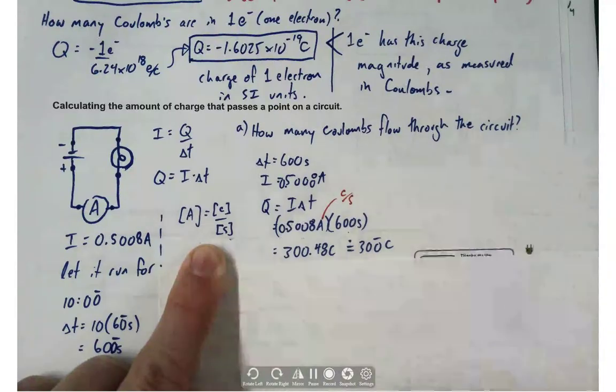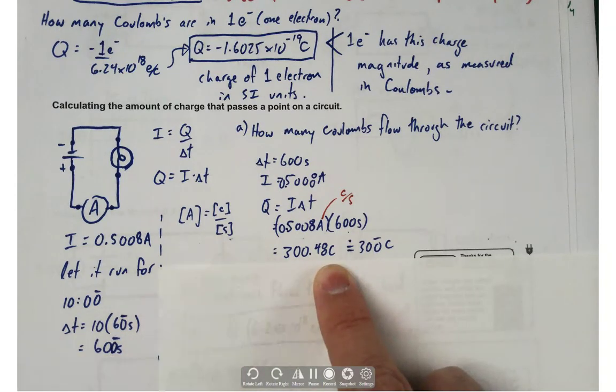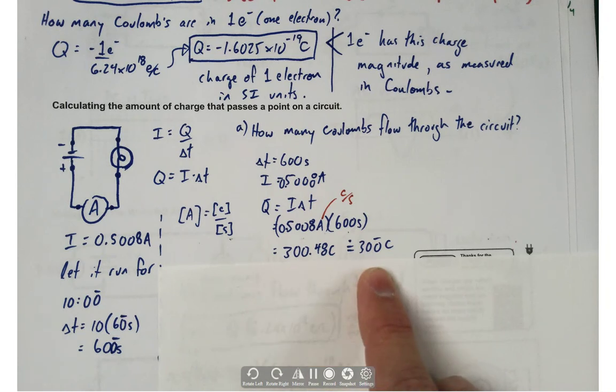So when I multiply coulombs per second times seconds, the seconds cancel out, and we're left with coulombs for the units. And it ends up being about 300.48 coulombs, and rounded off to 3 sig figs, that gives us 300 coulombs.